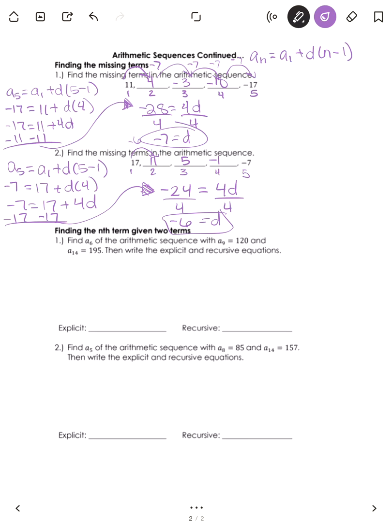Moving on to the next example, we have a lot to do here, 3 different parts. We want to find a sub 6 of the arithmetic sequence, but we're given a 9th term and a 14th term, and we want to write the recursive and explicit equations. Remember, to write the explicit and recursive equations, we have to find the common difference and the first term, and we're not given either one of those.